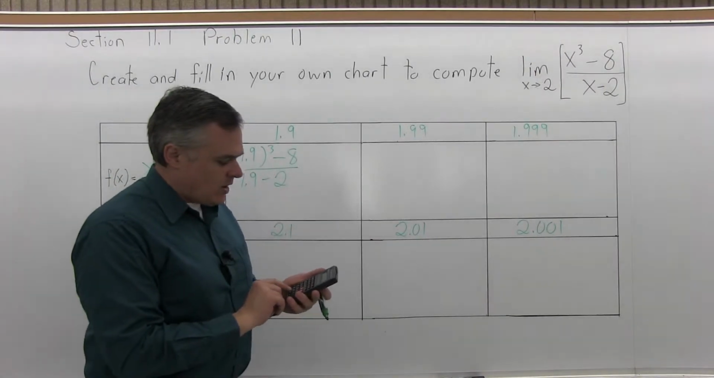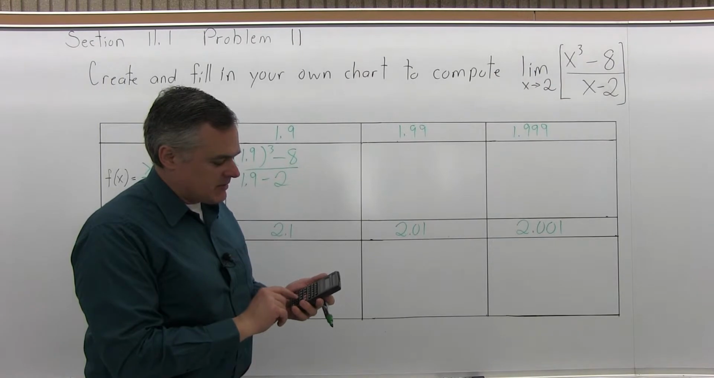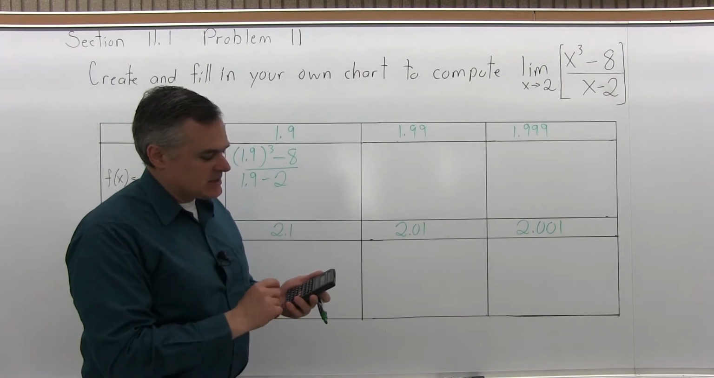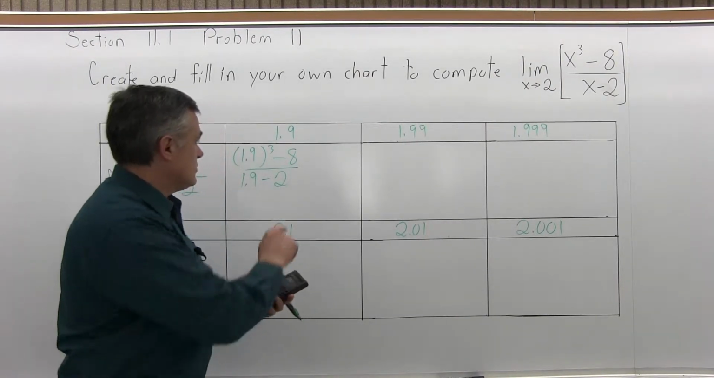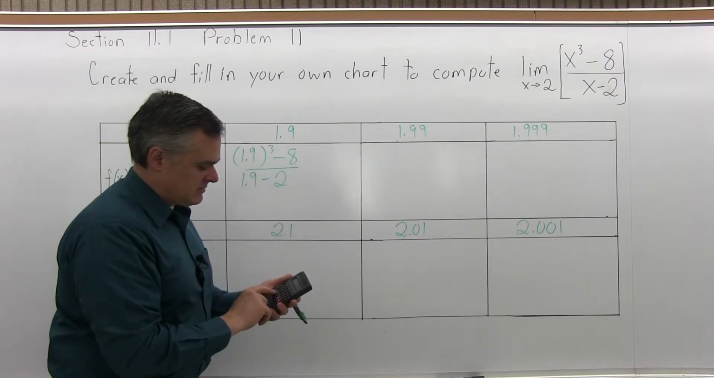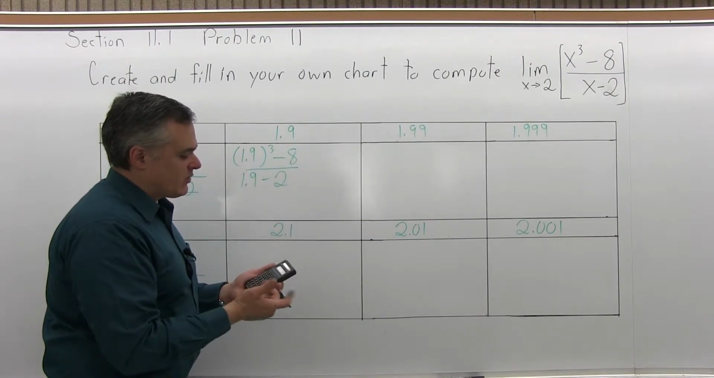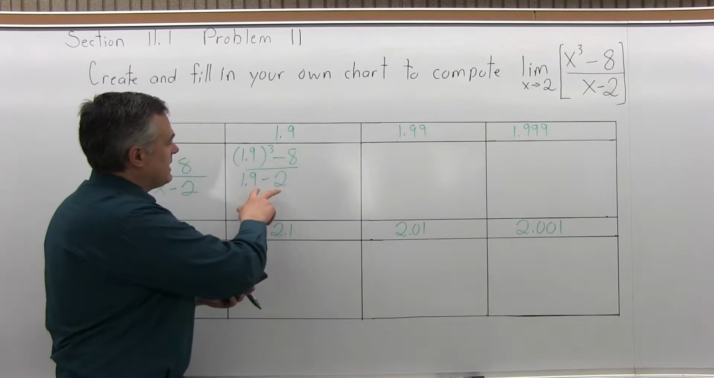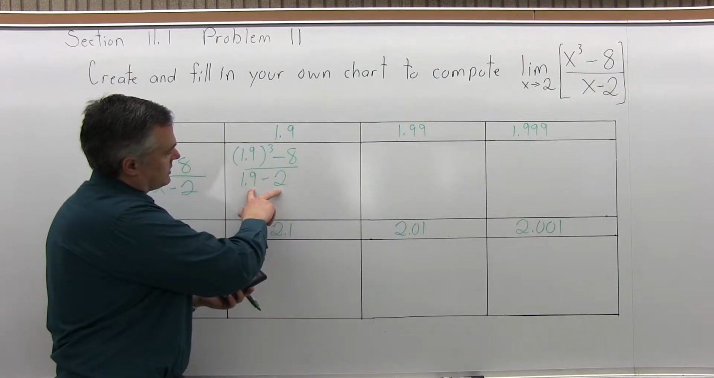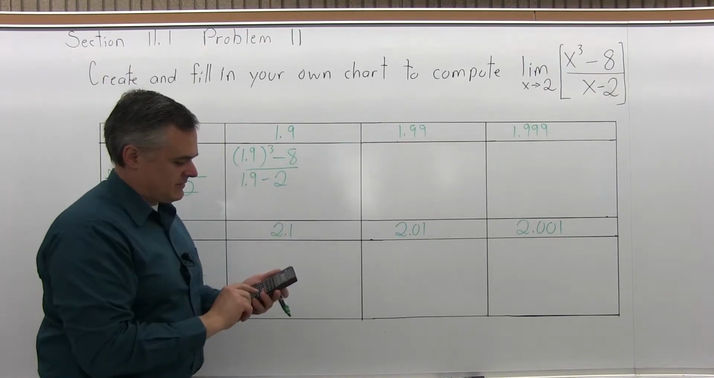So 1.9 raised to the third power in the top, I get an answer, 6.859. I'm going to subtract 8 from that answer. I get a result of negative 1.141. And divide by, I can see without the calculator, it'll be negative 0.1.